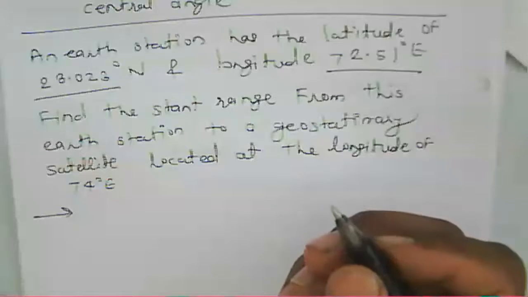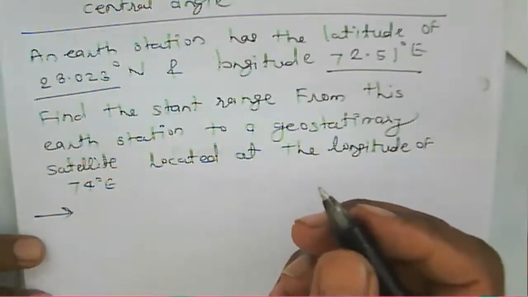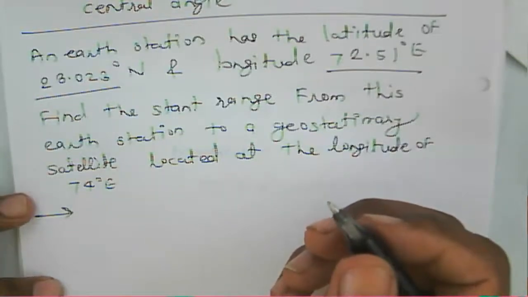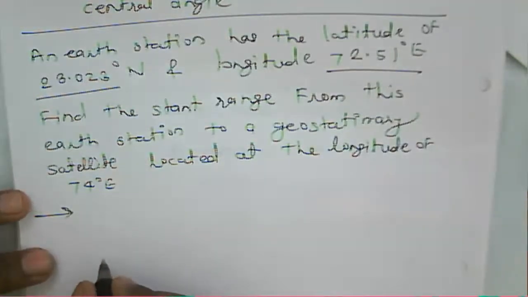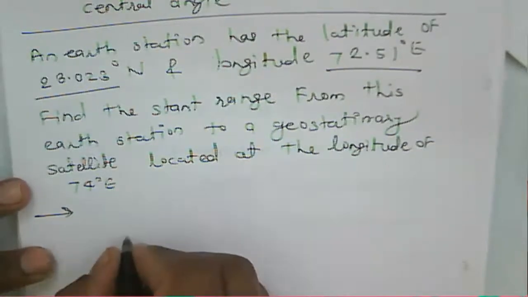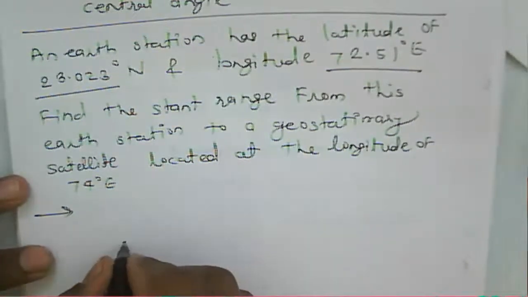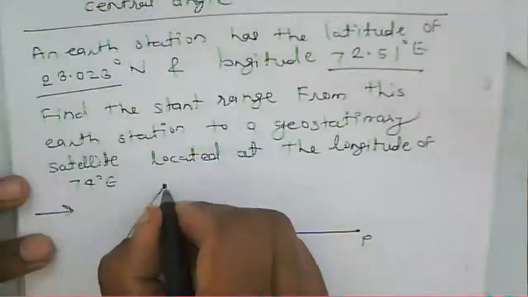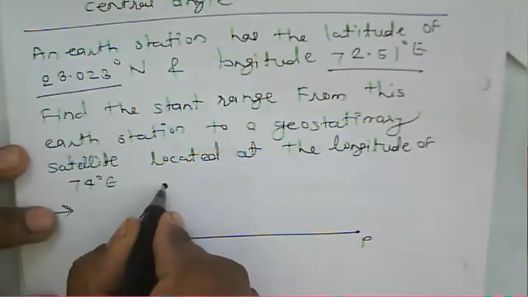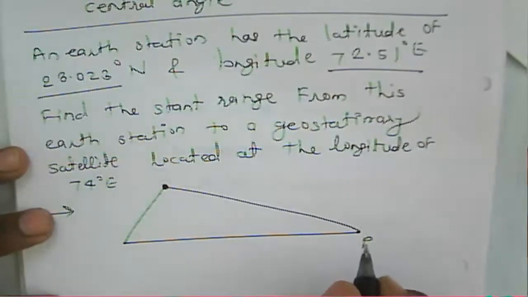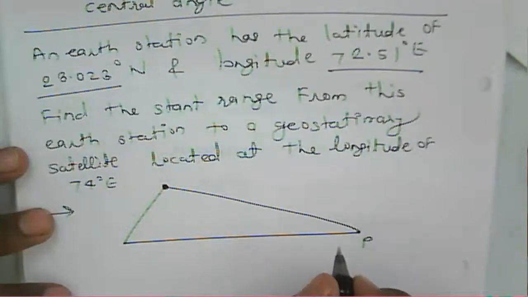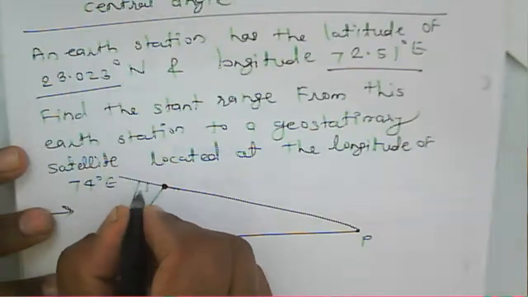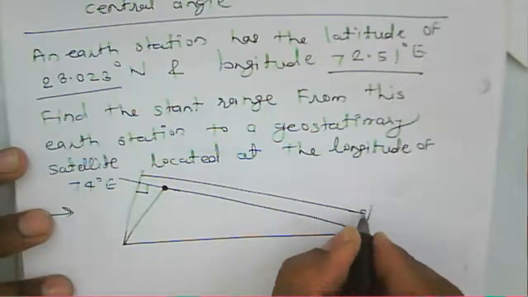Our aim is to find out the slant range, and for the slant range we have to consider the position of the satellite. So generally we consider a sub-satellite point, and then the earth station, and from this to this. We take a projection of this at about 90 degrees, and that becomes your slant range.